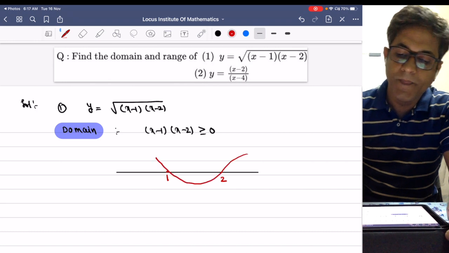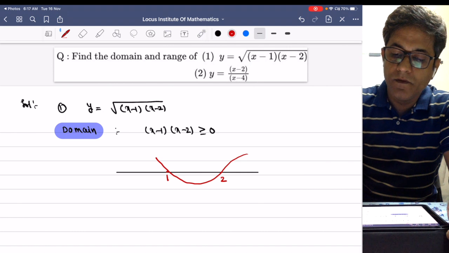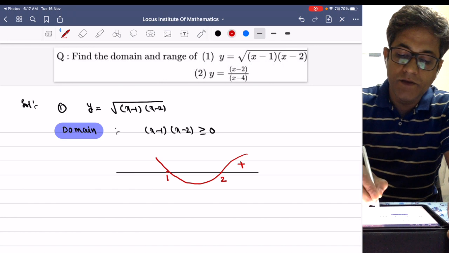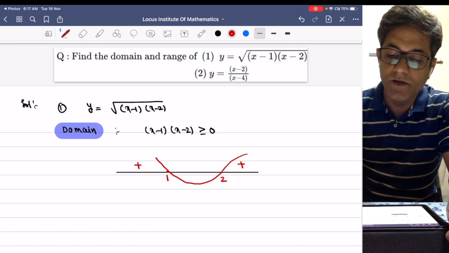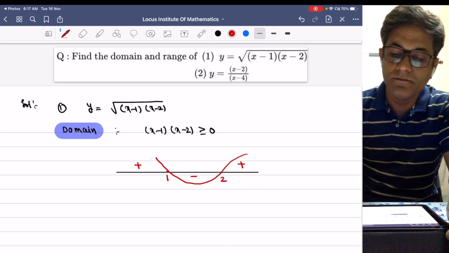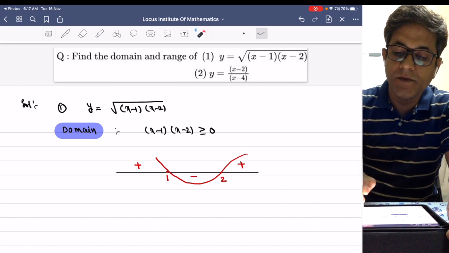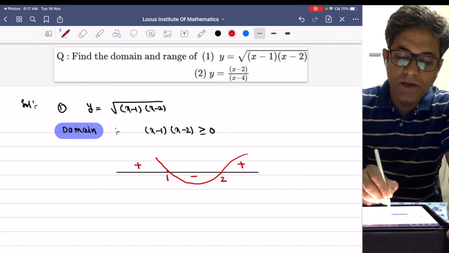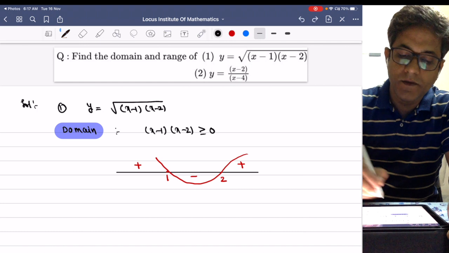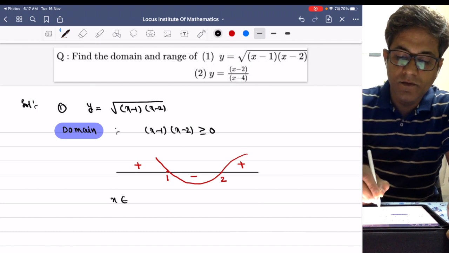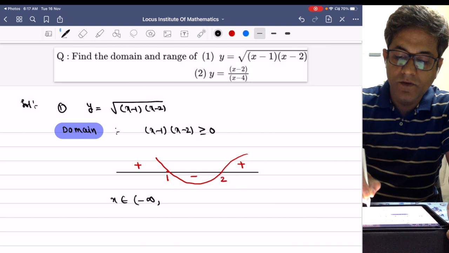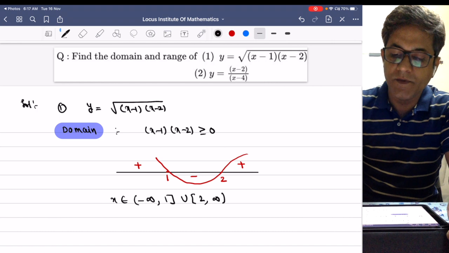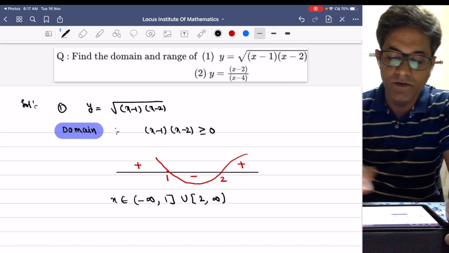So from the sign scheme, here the expression is positive for greater than 2 and positive for less than 1, and it is 0 at 1 and 2, and in between 1 and 2 it's negative. But this (x minus 1) and (x minus 2) must be greater than or equal to 0. Therefore x belongs to minus infinity to closed 1 union 2 to infinity. In this interval the expression is non-negative, that is greater than or equal to 0.